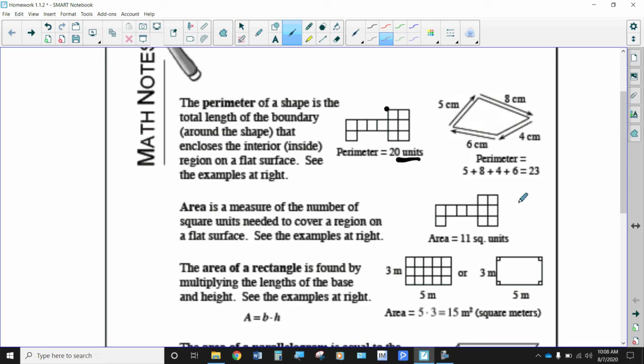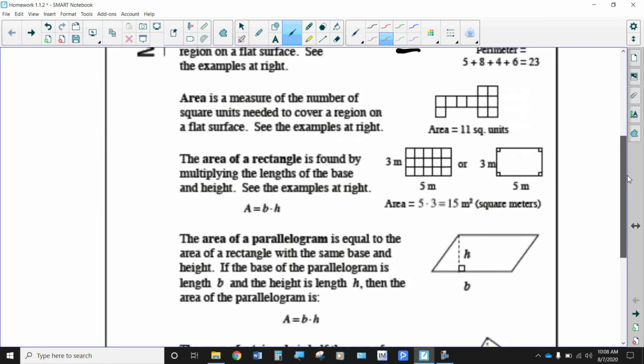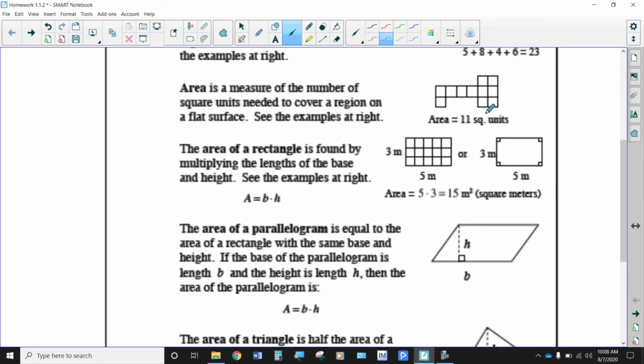Area is where you are actually measuring how much space something takes up on a flat surface. So the best way to measure this is how many squares would it take to fill up this shape. And remember, a square has 4 equal side lengths. And whether they're square inches or square centimeters, square units, square anything, you would just denote these as squares.